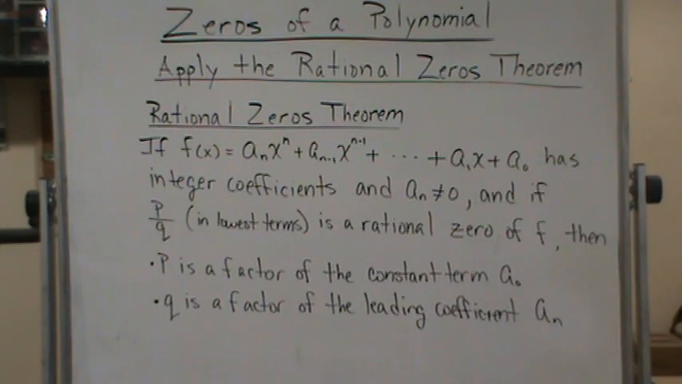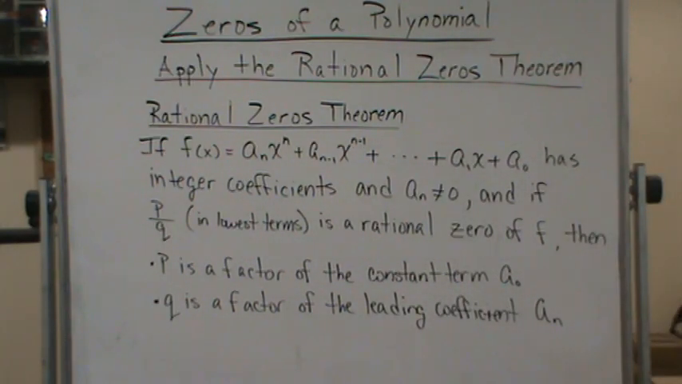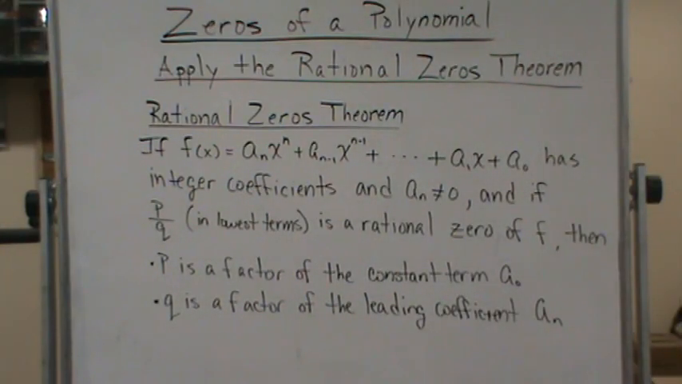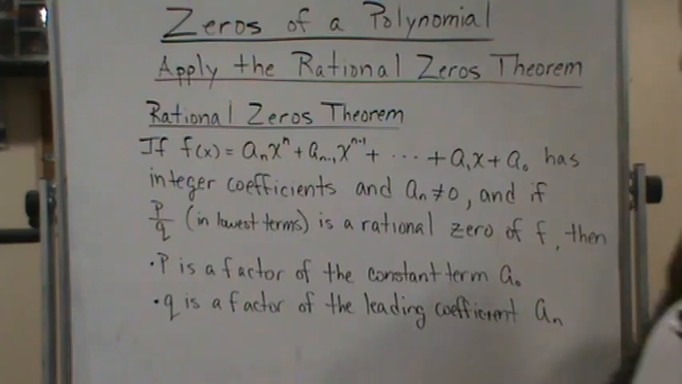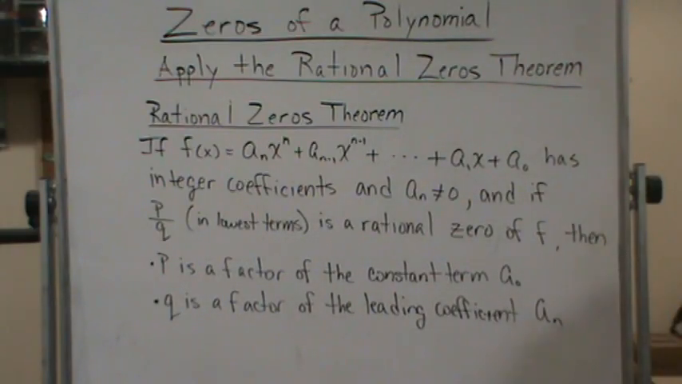Okay, so let me say that again. So the rational zeros theorem says that if we have a polynomial with integer coefficients and a sub n is not equal to 0, and if we know that p divided by q in lowest terms is a rational zero of the polynomial f, then we know that the numerator has to be a factor of the constant term and the denominator has to be a factor of the leading coefficient.